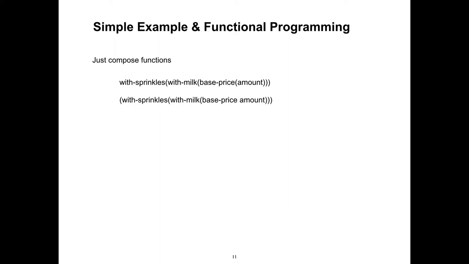The main problem is that usually you don't nest things like that, right? You don't get that big and long. So there's a common pattern in functional programming and Clojure: we can take the base functions, and there's a compose function which takes these functions and returns a function which just chains them together. And so now I can just call sprinkles, milk, and then base price and milk, right?